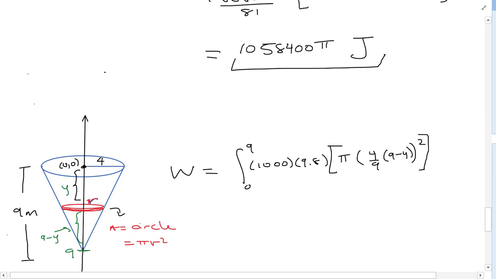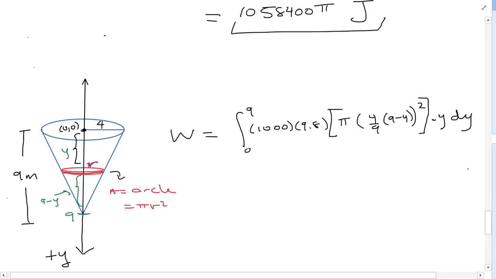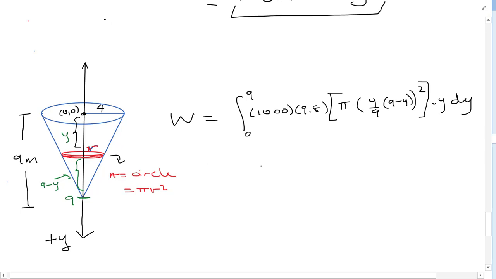What else has changed? The distance out of the tank is now y. So I have density times gravity times area of the cross section times the distance out of the tank is y, and dy. And so when we pull all the constants out, right, I'm going to have 0 to 9. I still have 1,000 times 9.8, the gravity times pi, and this is still 16 over 81, but now I have 9 minus y squared times y dy.